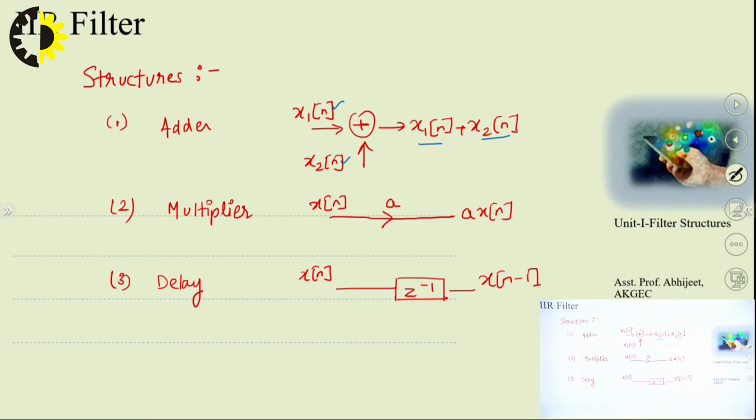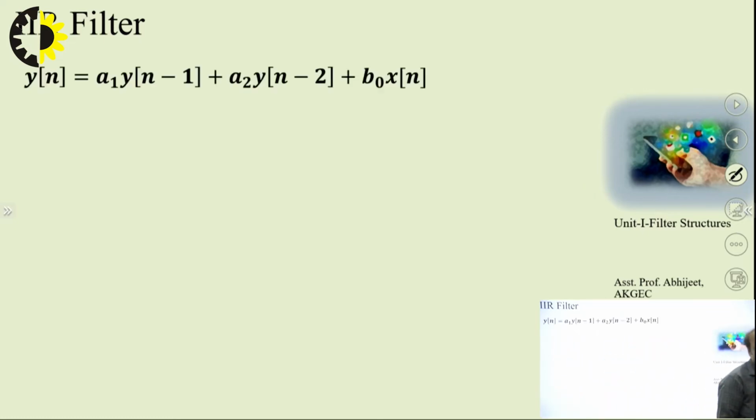The third one is the delay. As we have seen, z raised to the power minus 1 represents the n minus 1th instant of the signal. So, if x of n is at the input, then x of n minus 1 will be at the output when it passes through a delay. By combining these three, we can make structures of filters. Let me explain step by step how we do it.